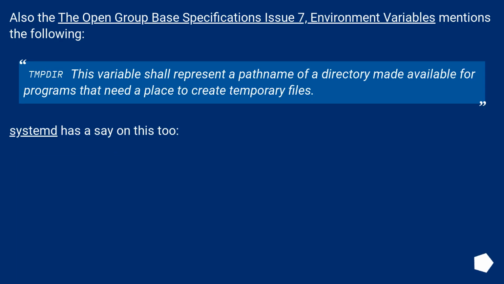Also, the Open Group Base Specifications Issue 7, Environment Variables, mentions the following. TMPDIR: this variable shall represent a pathname of a directory made available for programs that need a place to create temporary files. Systemd has a say on this too.